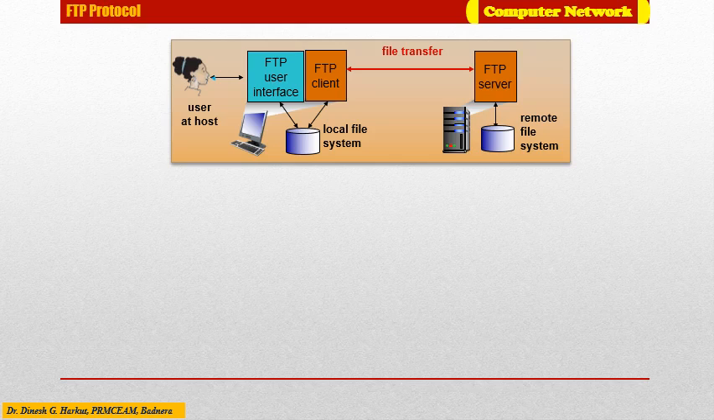As shown in the figure, the user interacts with FTP through an FTP user agent. The user first provides the host name of the remote host, causing the FTP client process in the local host to establish a TCP connection with the FTP server process in the remote host. The user then provides user identification and password, which are sent over the TCP connection as a part of FTP commands. Once the server has authorized the user, the user copies one or more files stored in the local file system into the remote file system or vice versa.